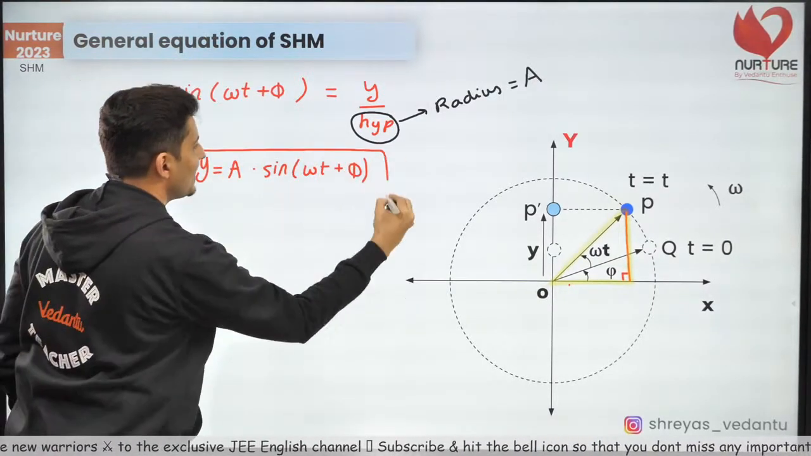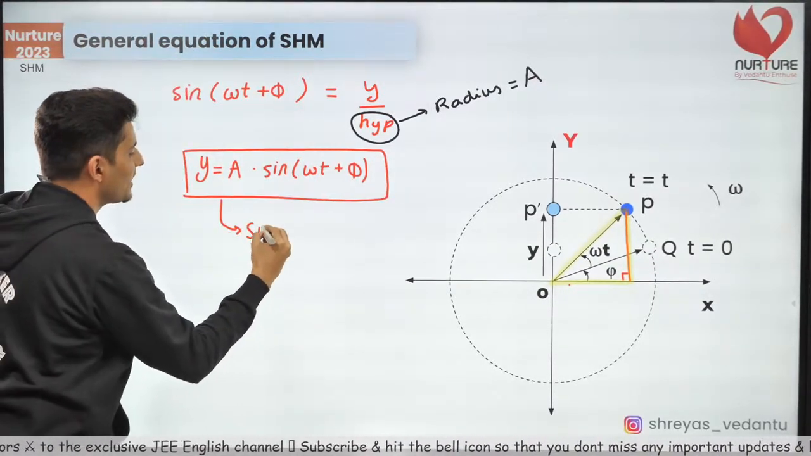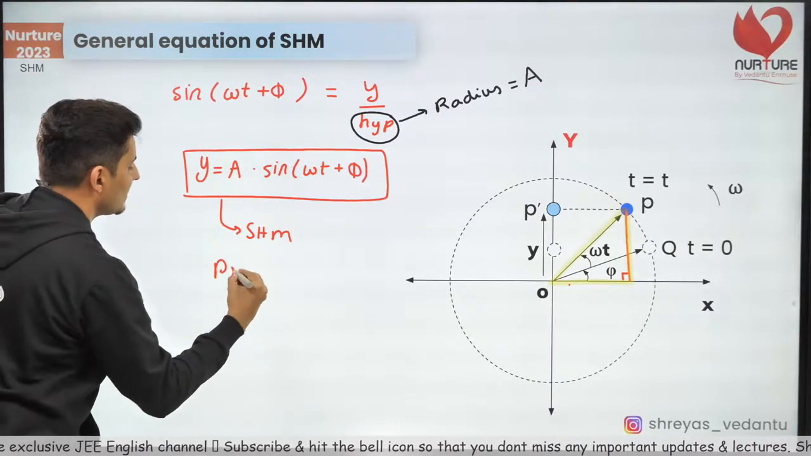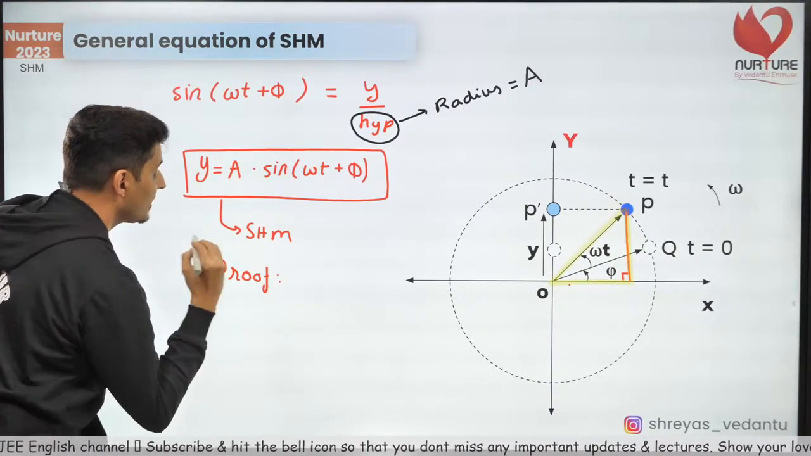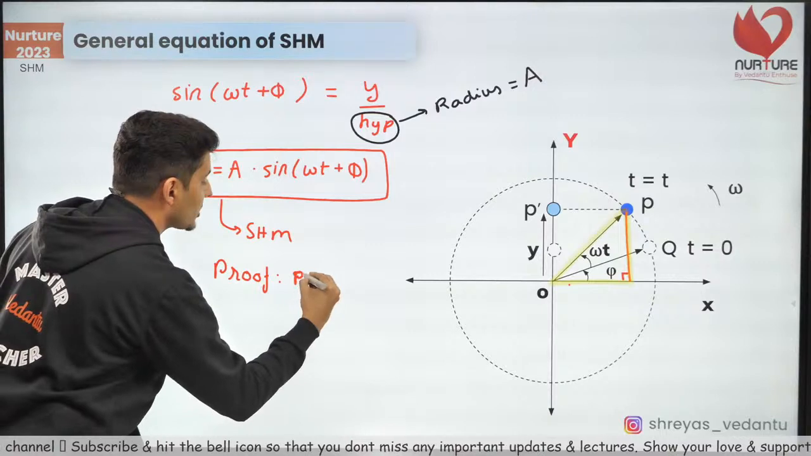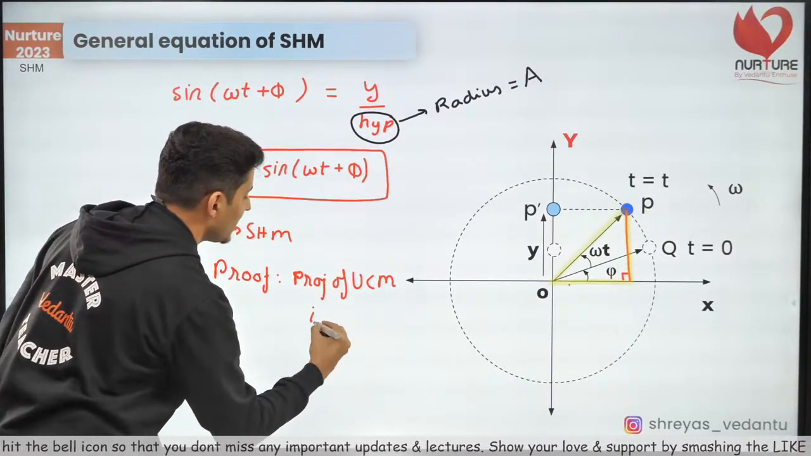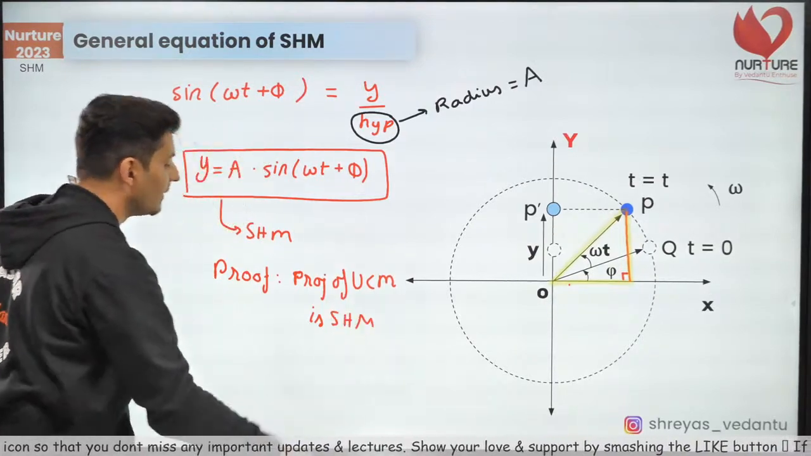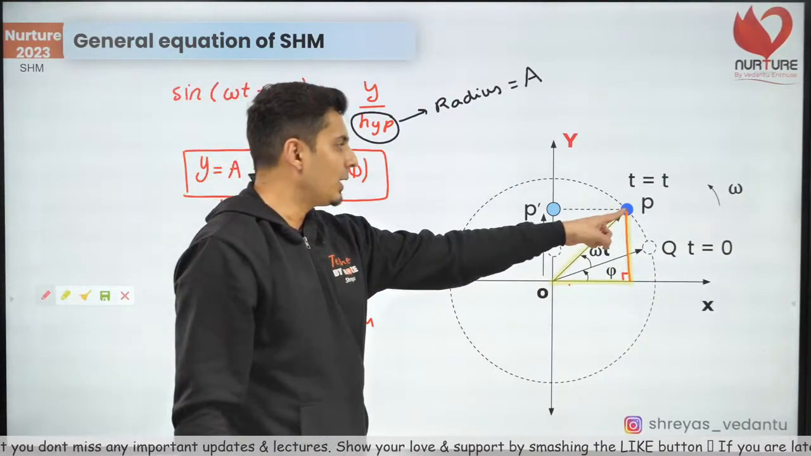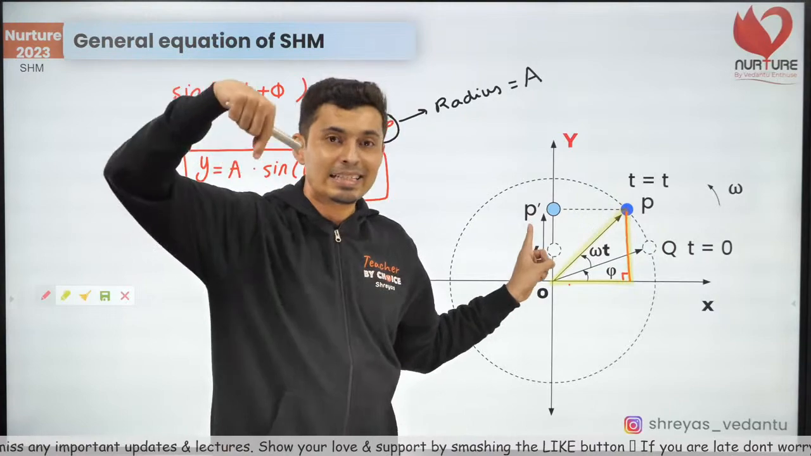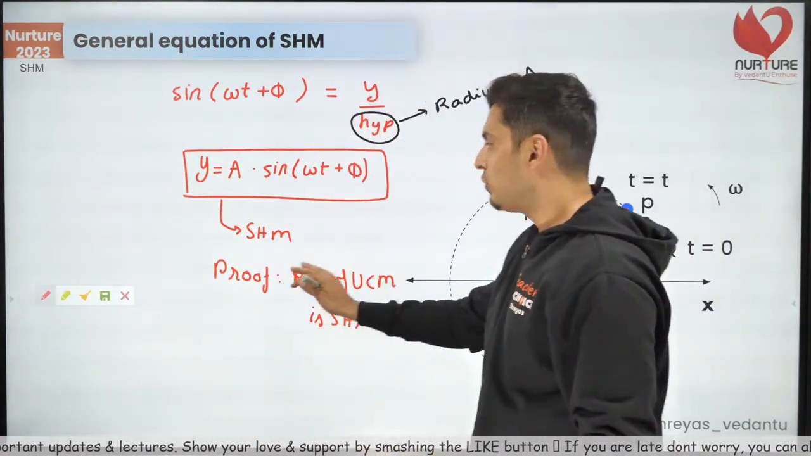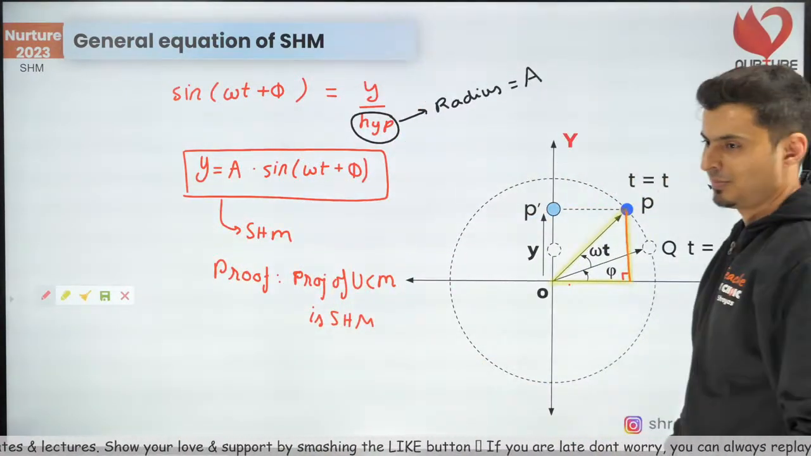What is this? This is nothing but the equation of SHM. This is basically the proof. What is the proof? The projection of uniform circular motion is SHM. I just proved it to you. So the shadow of uniform circular motion is indeed a SHM, is what I have just proved.